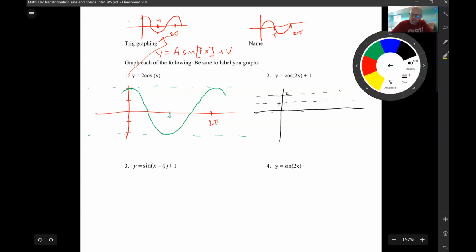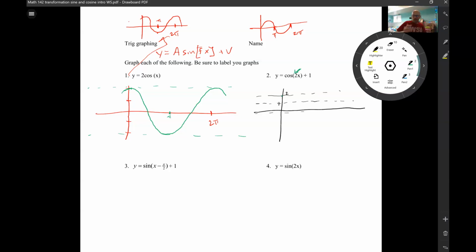So let's grab a green again. So when I graph this thing, I'm going to start at the top, right? But what does this 2 do? That 2 is a frequency, which means it shrinks the period down. And we have this handy little formula that we got in the last one, that we know that the period is equal to 2 pi divided by the frequency. So that means the new period is pi.